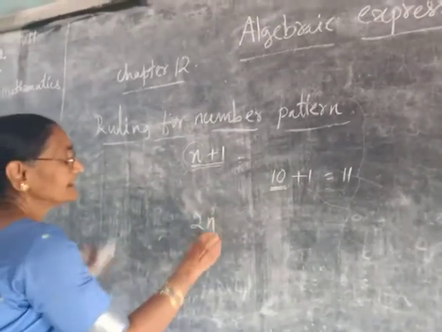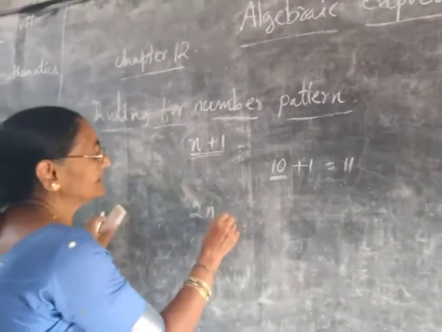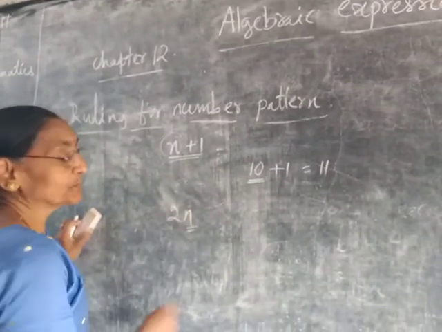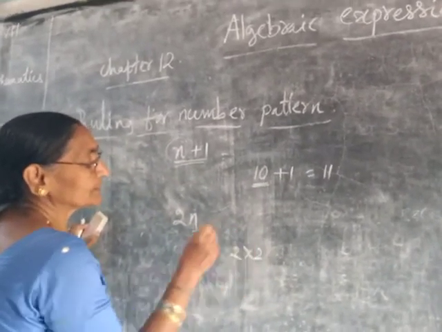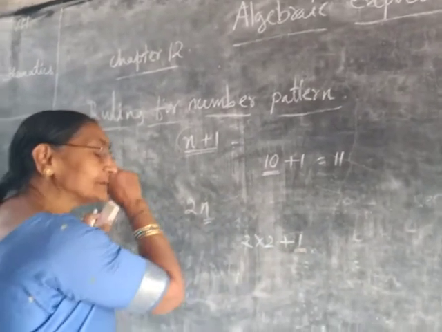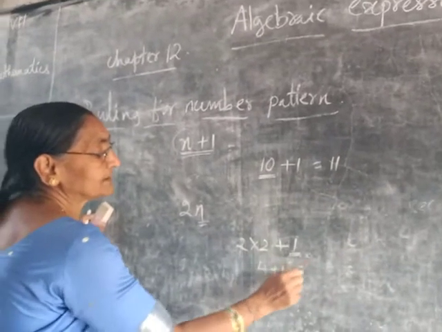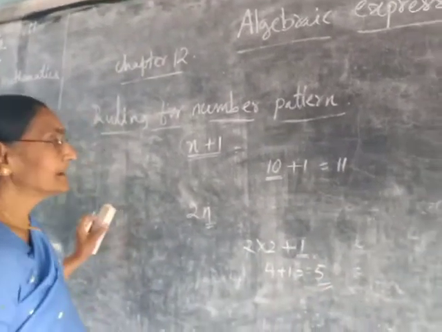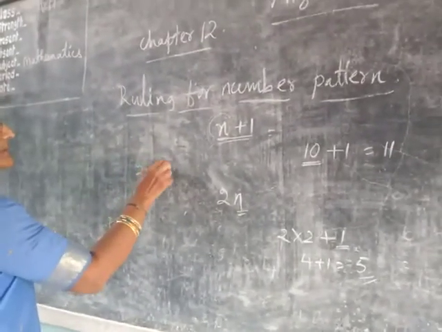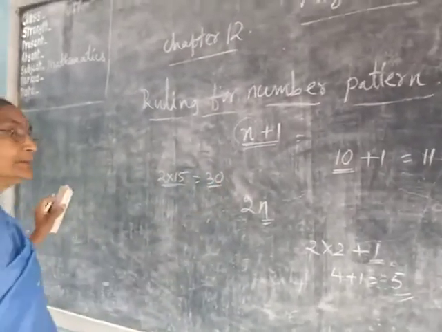2n is an even number. Then what number will come? In n plus 1, in place of n, you have to put the even number. Suppose 2 is the even number, then 2 into 2 plus 1. What is the successor of an even number? 4 plus 1, it is 5. 5 is an odd number. Suppose the odd number given is 15. Then how much will come? That is 30. 2n is an even number.